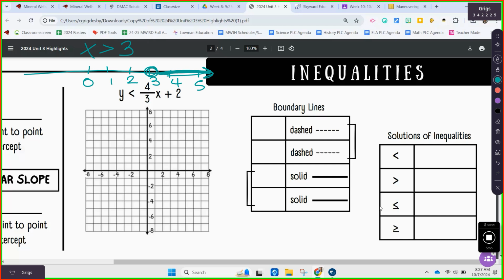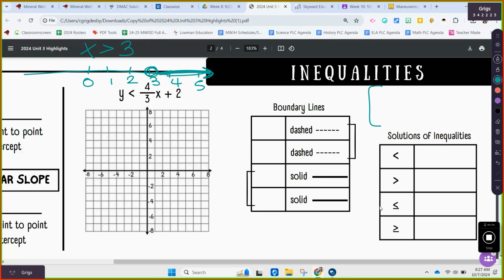That might not be too bad to write. I would maybe write that if you find space. X is greater than 3, and then show how we graphed it. We graphed it with a solution set, because anything highlighted, anything in that solution set, could be an answer.